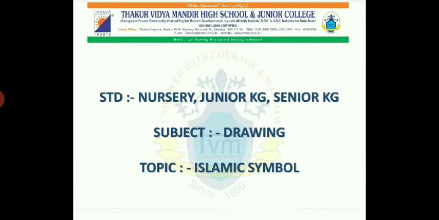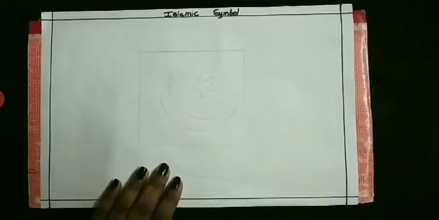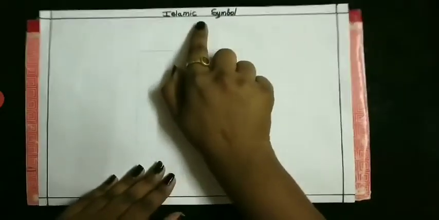Standard, Nursery, Junior KG, Senior KG. Subject, Drawing. Topic, Islamic symbol. Students, take an A4 size paper, draw a margin with the help of a scale and write the topic Islamic symbol.